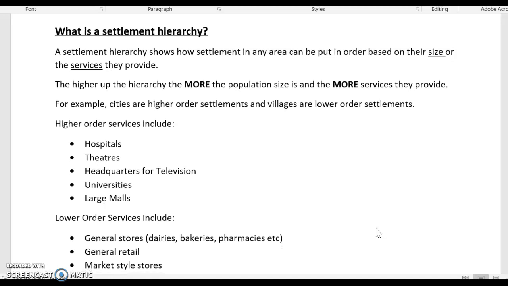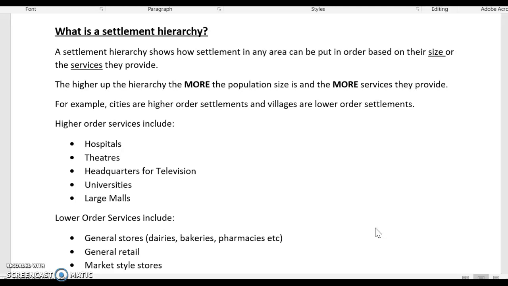Now, settlement hierarchy very much is based on the importance of the service provided in that area. I'm not going to read completely off this all the time, but you can always read through this handout as well, because I will post it on your GrammarNet page. But the higher up the hierarchy you are, the more population you'll have in your settlement, and the more services you'll provide. So that place becomes more and more important to the country that it's a part of.